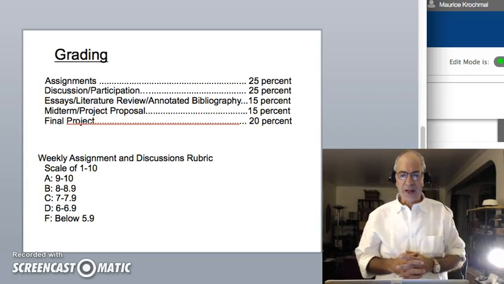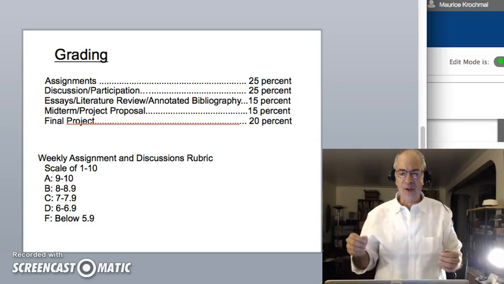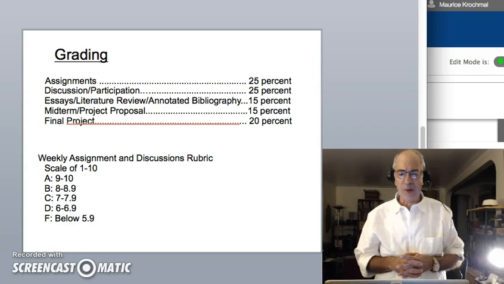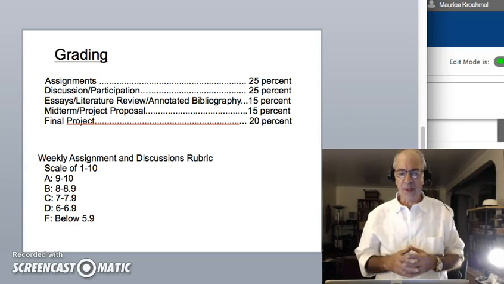In terms of grading, basically it is a good split among your assignments, your discussions, your midterm, your final project, and essays. On a weekly basis, your assignments and discussions will be assessed on a 1 to 10 scale or rubric. So if you have a 9 or a 10 for an assignment, that's an A. More detail can be found on Blackboard. Just look at the grading policy in your syllabus and make sure you take a good look and study this and understand it. You're responsible for that.